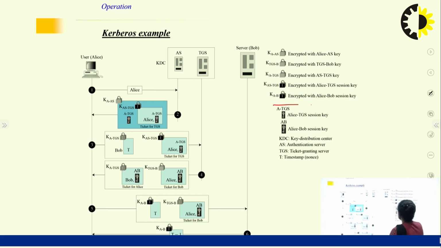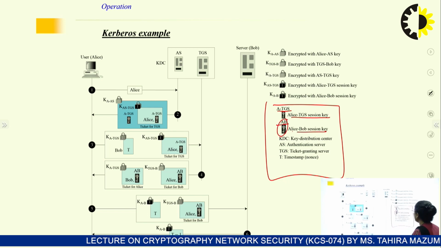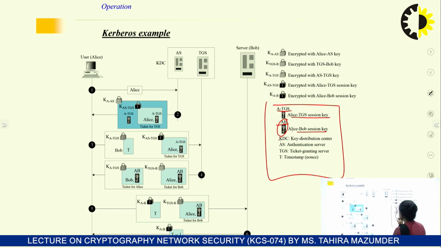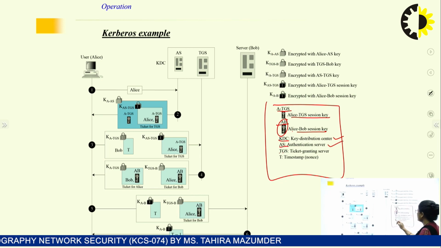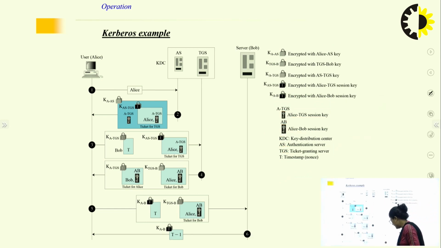Now, before this, I'll just talk about what ATGS is. ATGS basically refers to the session key between Alice and TGS. What is TGS? We already said it is ticket granting service. KAB refers to the key between Alice and Bob, or the session key between Alice and Bob. We already said what is KDC: KDC stands for Key Distribution Center. AS stands for Authentication Server, TGS for Ticket Granting Server, and T for a timestamp or a nonce. So with this initialization, now let us start with the main algorithm about how exactly the entire process works.